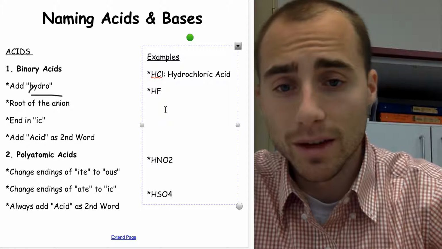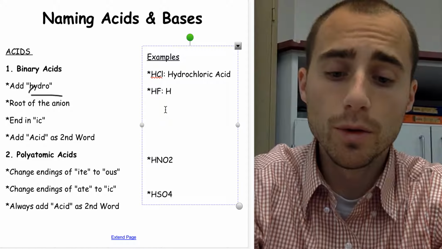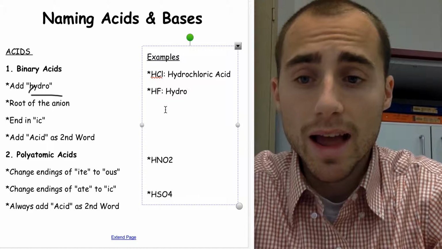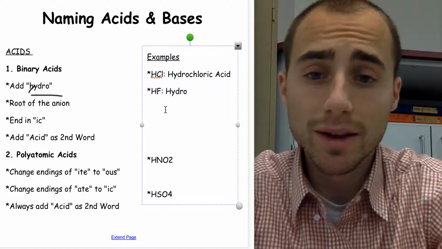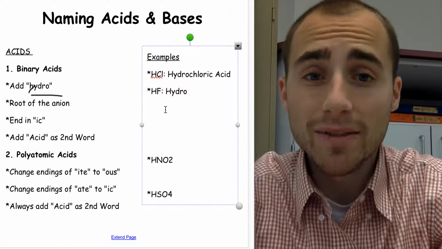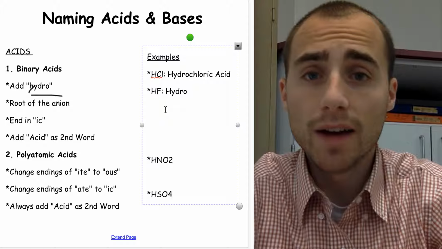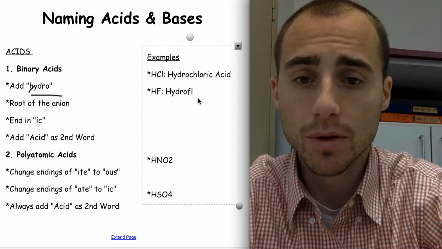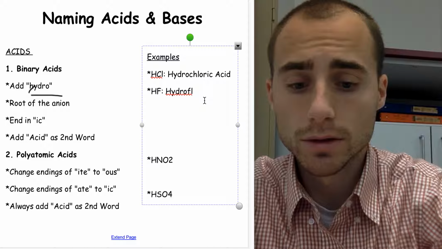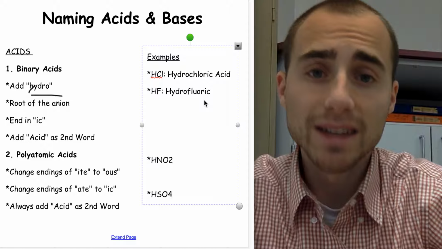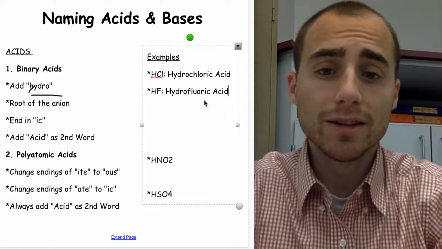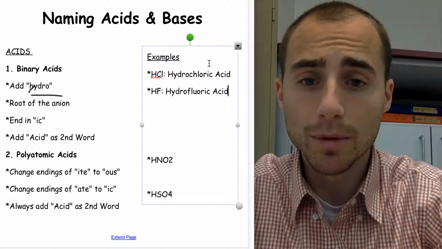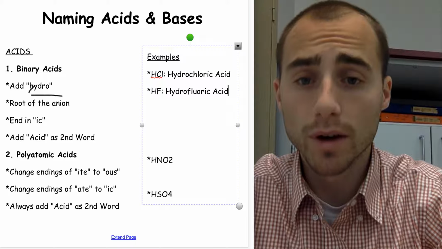Let's look at our second example. First thing I always do is begin with the word hydro, and then I look at what my anion is, in this case fluorine, and I know that I have to end it in ic, so I'm going to cut off the ine at the end. So hydrofluoric, ic, and then I always have to add acid as the second word. So those are my two examples, hydrochloric acid and hydrofluoric acid.